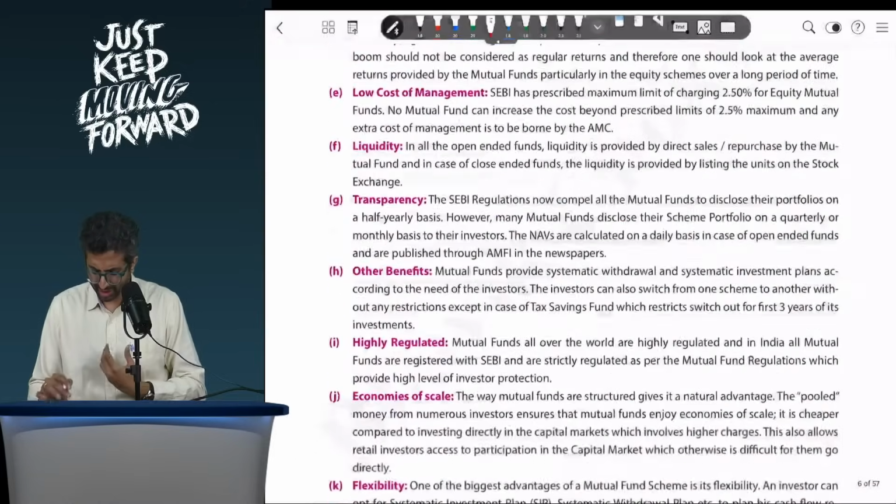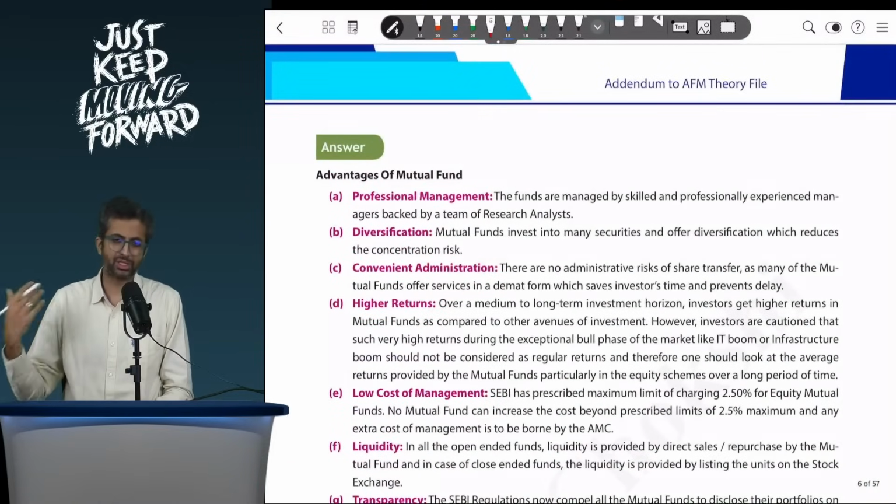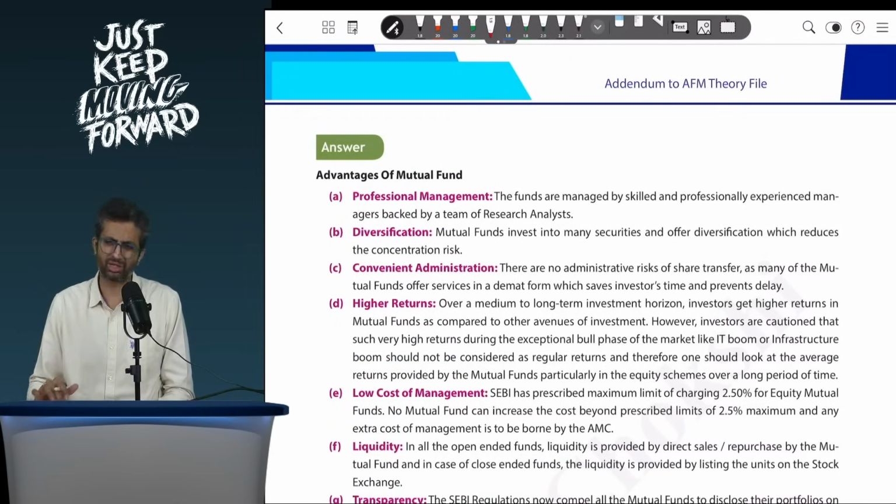Advantages of mutual fund: it is a general theory which has been added. So what are the advantages? Professional management, diversification, lower cost, best professional expert, etc.